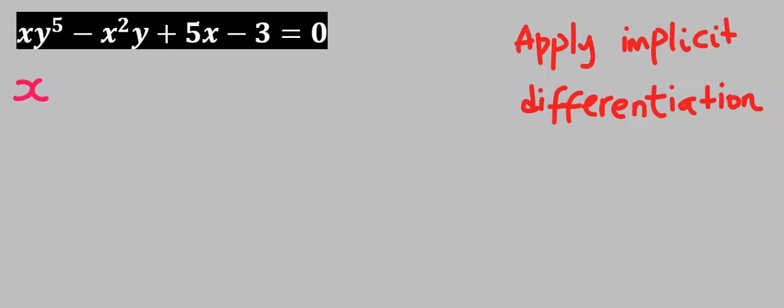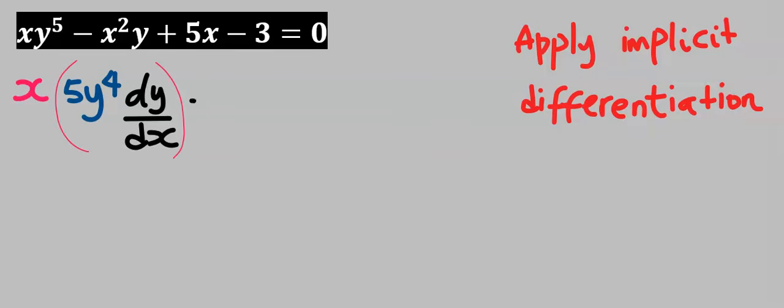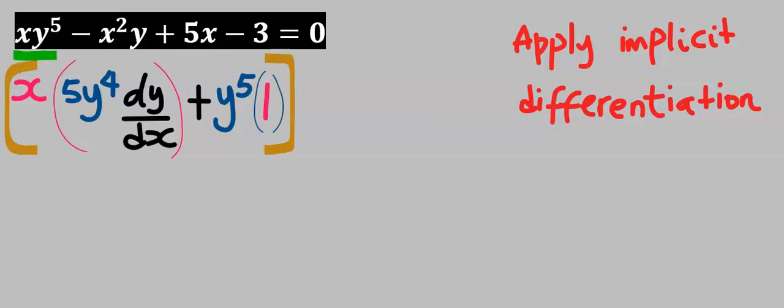Differentiating y to the power of 5, we're going to have 5y to the power of 4. However, because we differentiated y, we're going to multiply it by dy dx according to the rule of implicit differentiation. Next, we put a plus, which is in the rule of product rule. Next, we're going to keep y to the power of 5 constant, and we're going to differentiate x, and we're going to have 1. We are done with this.